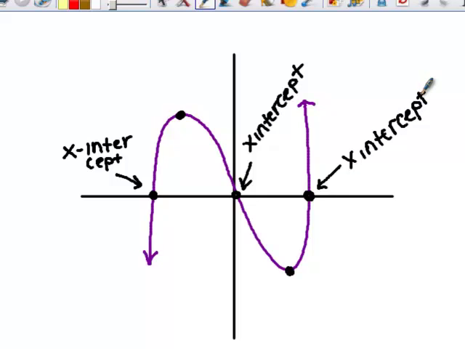And then we also have what's called a local max, meaning as this graph goes up, it's going to have a max, and as it goes down, it's going to have a min. So this is, they call it local max, and then your local min.